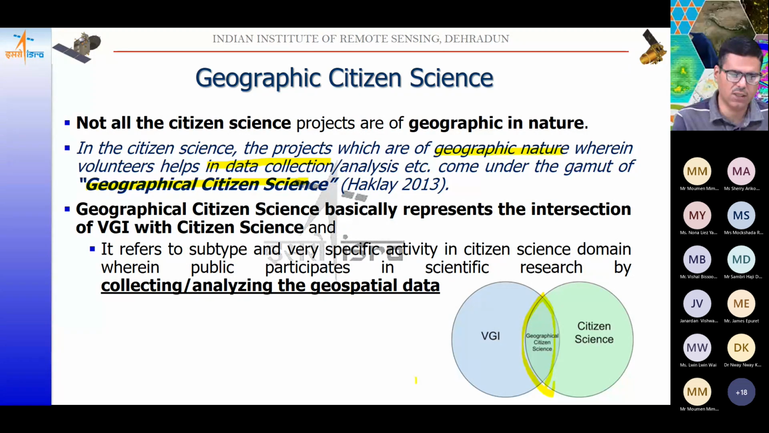Hence geographic citizen science refers to the intersection of VGI and citizen science. It is a subtype and a very specific activity in the citizen science domain, so remember that we are talking about geographic citizen science. We are restricting it to the public participating in scientific research by collecting and analyzing geospatial data. The projects where people are contributing and analyzing datasets of a geographic nature are what we call geographic citizen science. So basically, an intersection of volunteer geographic information with the projects that deal with that domain.